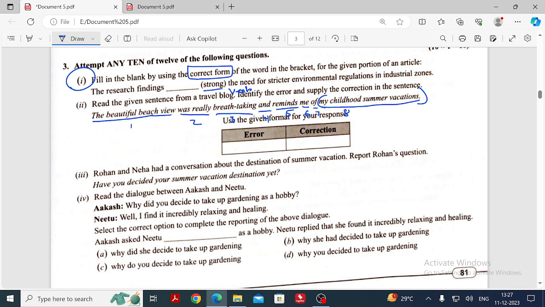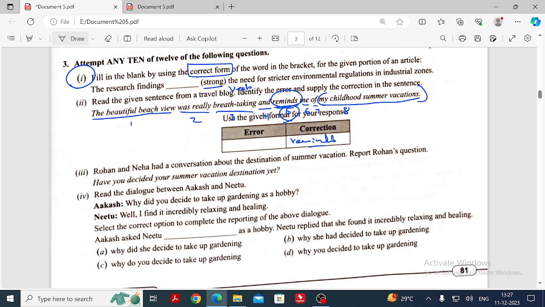What should we change? The fifth one actually. It is not reminds. Actually what is it, my dear? Reminded, okay? You should write reminded. So the error is reminds and we should change it to reminded. And the next one, third question, see there.